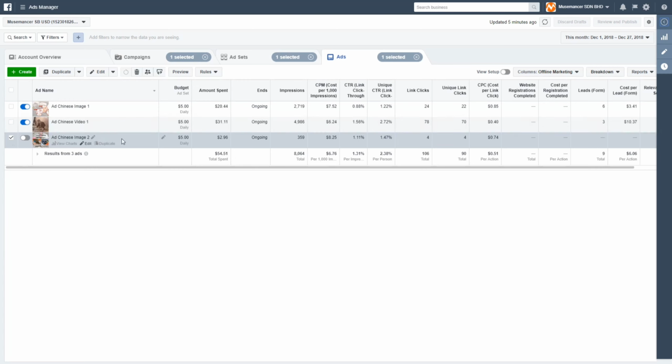But you notice Chinese image 2 was spending only $2.96. Now this is Facebook's way of telling you that it has a preference for running the other 2 ads. So when you see that the ad spend is a lot less for a couple of ads and it seems to heavily prioritize the others, it's kind of Facebook's way of telling you that these ads are more preferred than the other one. So that's one very strong indication already.